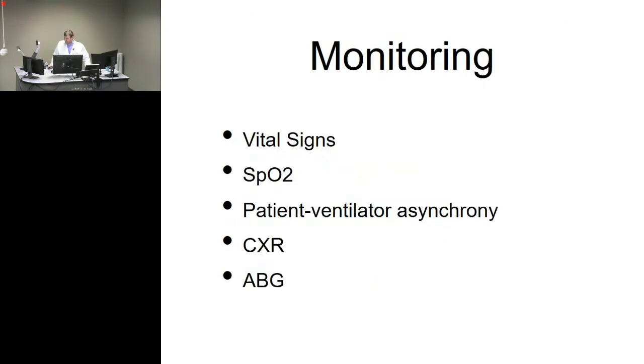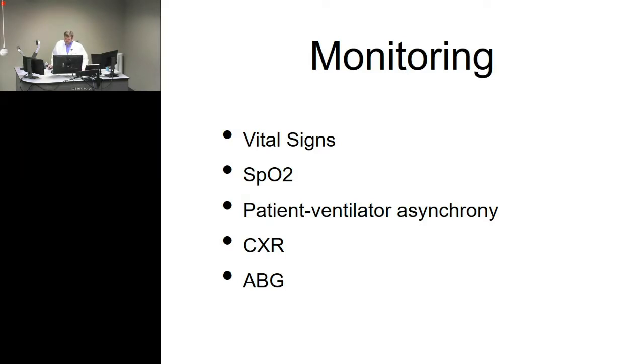Okay, so we set them up. Now how do we want to monitor them? So pretty standard ways. The vitals are always important. You know, if you set them up and their vitals crash out, something's going wrong. And we're not talking about the immediate 5 minutes after they get all of the induction anesthetics for intubation. We're talking about an hour or two later, they're still hemodynamically unstable. If they were stable beforehand, something went wrong with the ventilator, so we need to fix that.